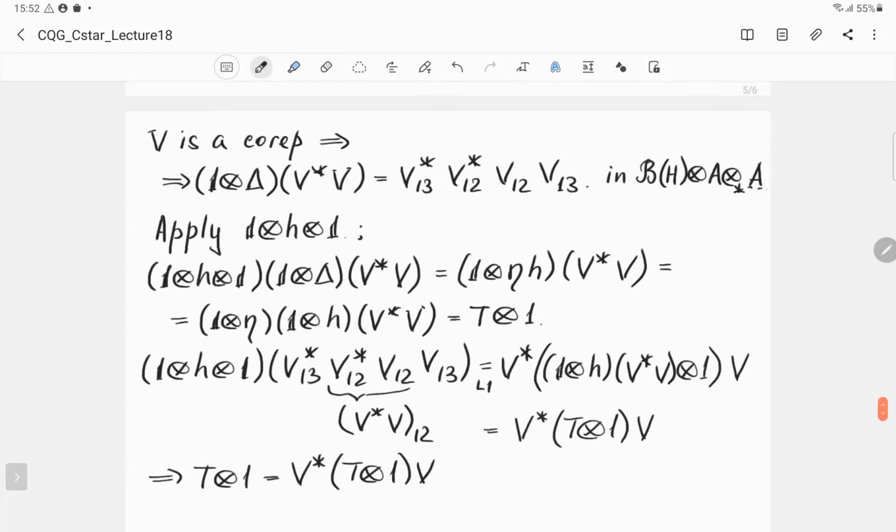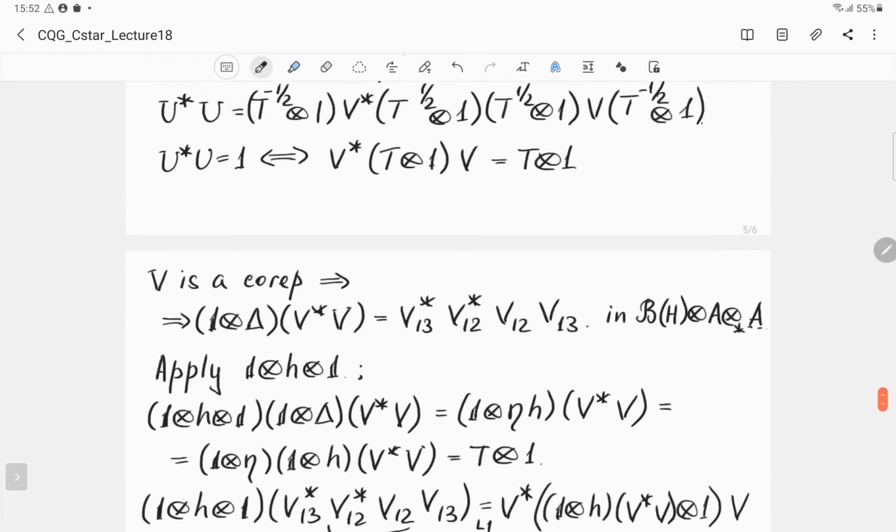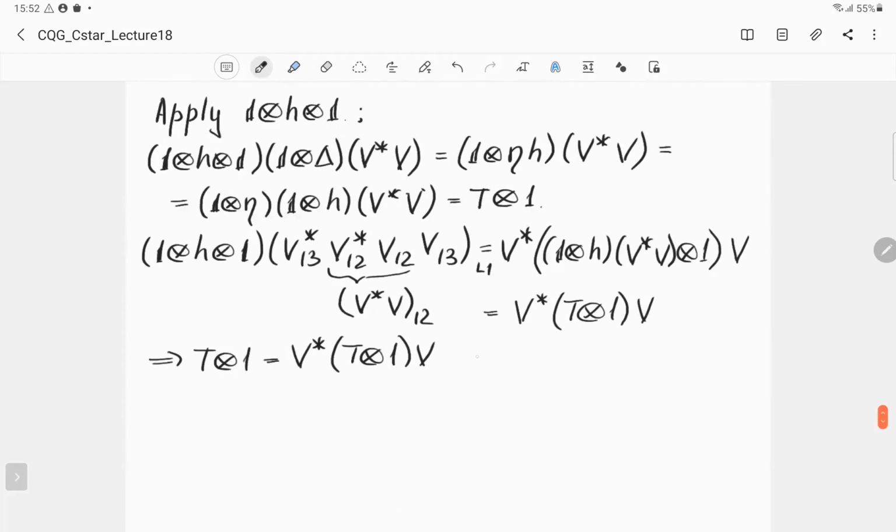But we have already observed, let's now look here, we have already observed that this equality means precisely that U is unitary. So let's denote the formula somehow, for example, as star. So now formula star implies that U is unitary. And this completes the proof. So each finite dimensional representation is unitarizable.